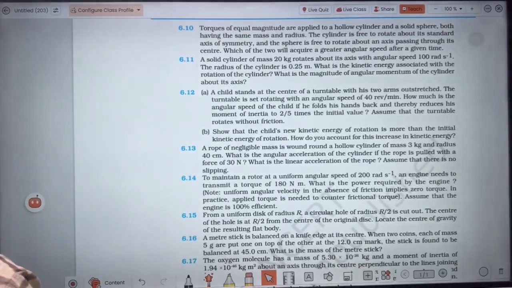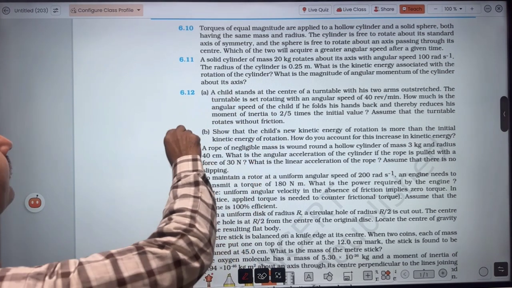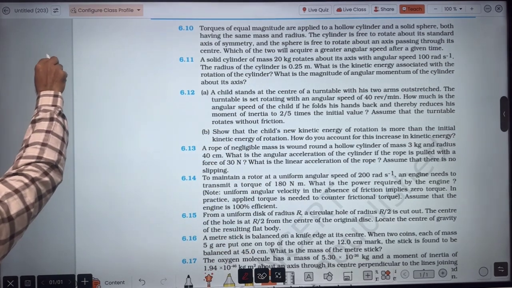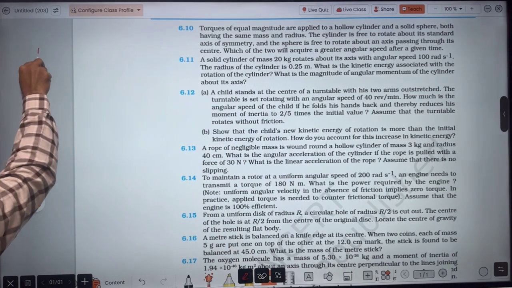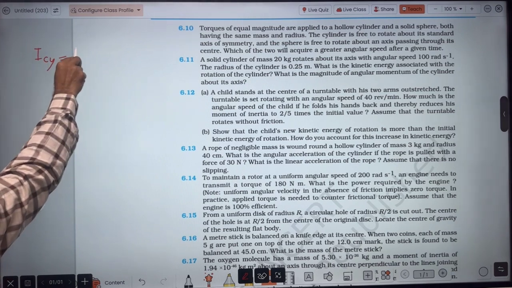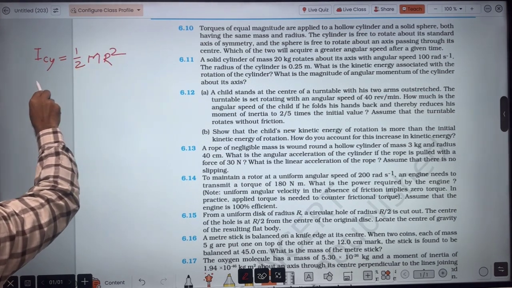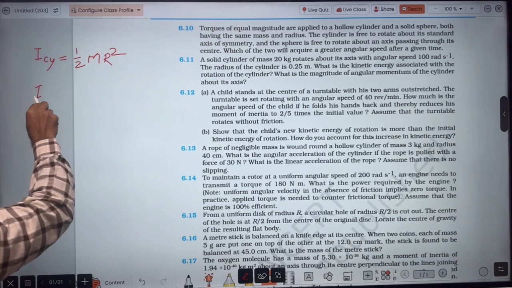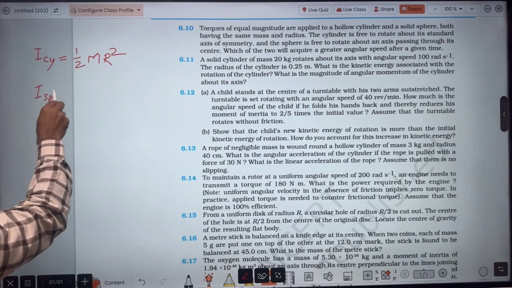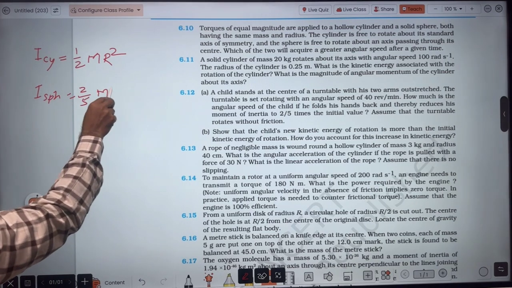So here in this question, we have to consider the moment of inertia of the two bodies. So moment of inertia of a hollow cylinder, say I cylinder, will be equal to 1 by 2 mr square, and moment of inertia of sphere is equal to 2 by 5 mr square.